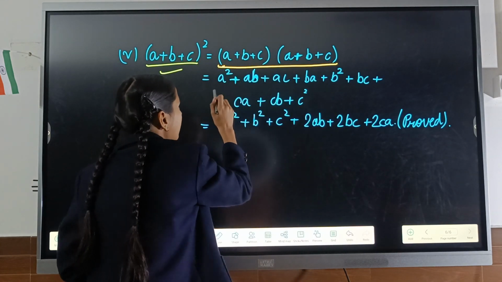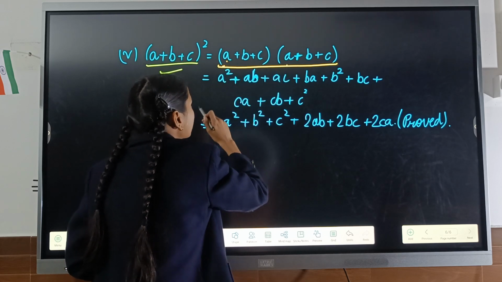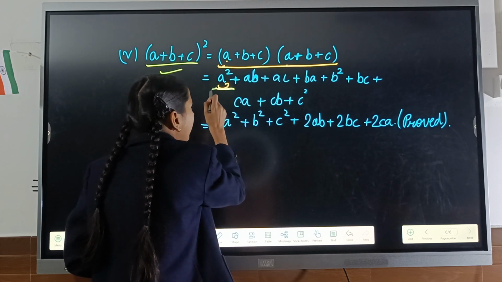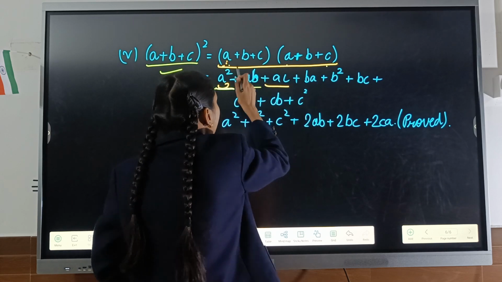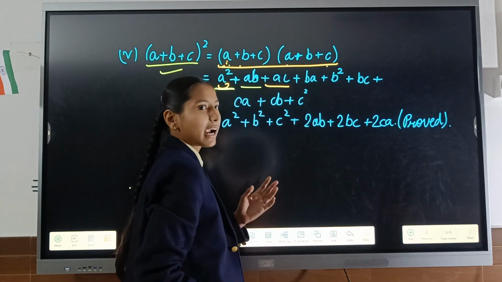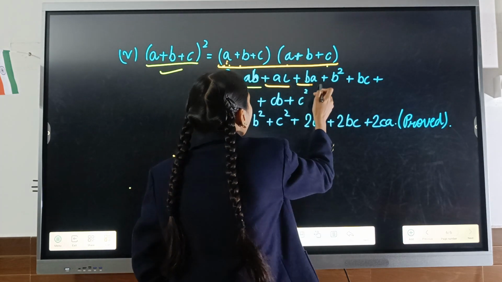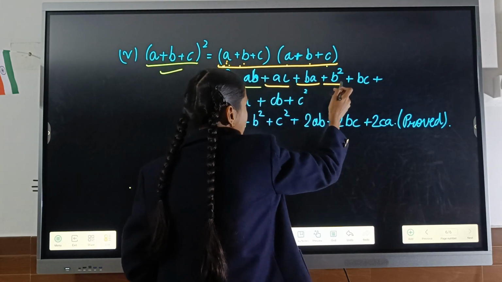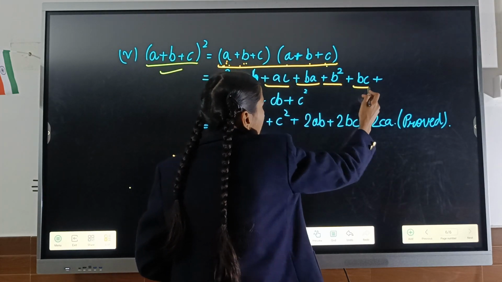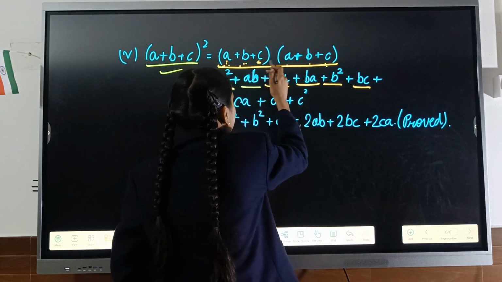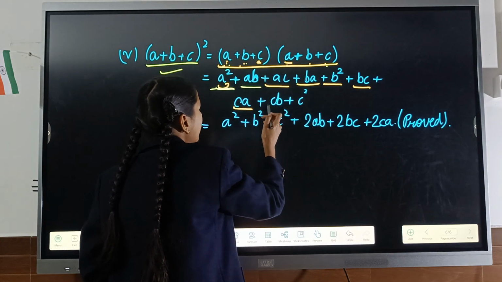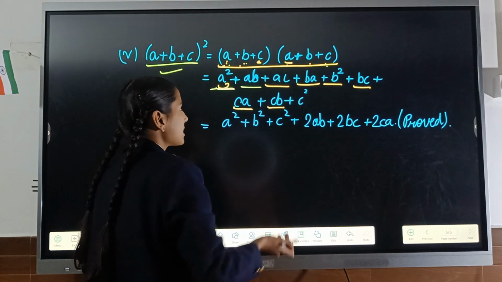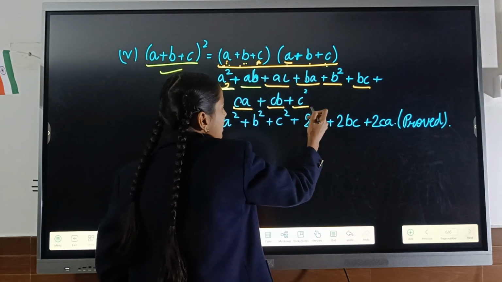We will multiply them. So we get, when we multiply a into a, a square, a into b, ab, a into c, ac, b into a, we can write ba or ab. B into b, b square, b into c, bc or cb, c into a, ca or ac, c into b, cb or bc, and c into c, which is c square.